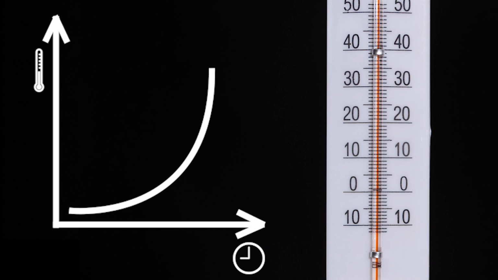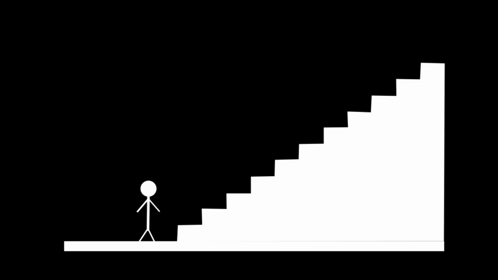It changes gradually. Okay, imagine stairs. You can jump from one step to another, but you can't move half a step up or down, or you might fall. However, you can go up and down a hill gradually, at your own pace.